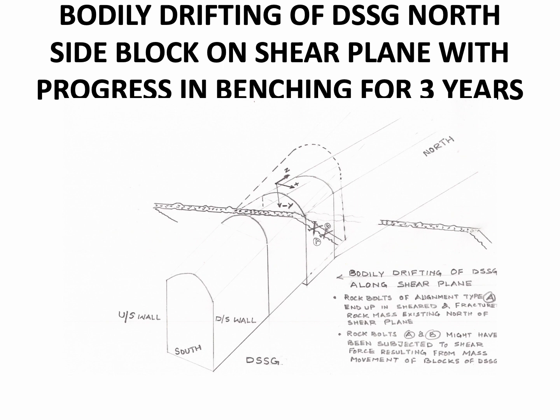So this was the shear zone, and the north side portion of the Downstream Surge Gallery, which was resting on the shear plane, was showing bodily drifting towards X, that is towards this side, towards the downstream wall side, and sinking as well as drifting towards the north direction, as if this was slipping on the shear plane.